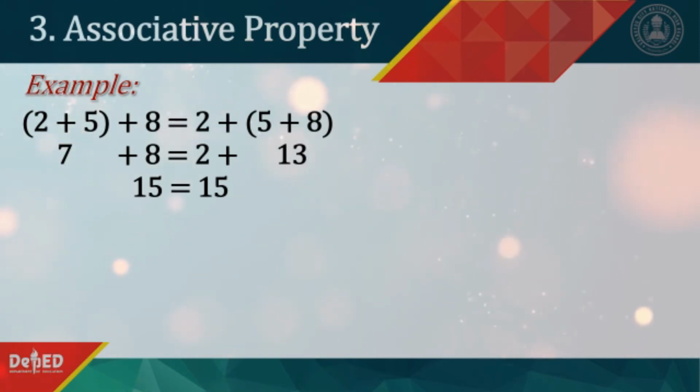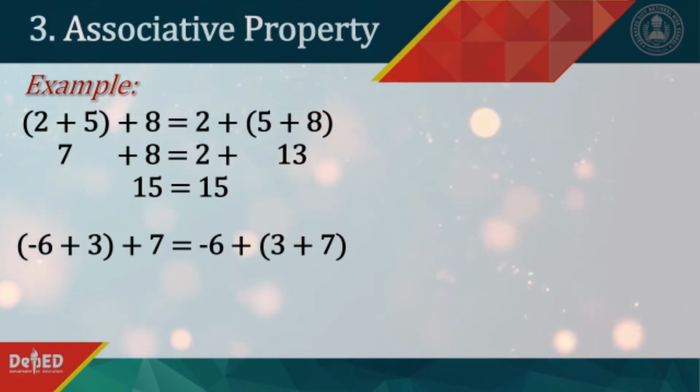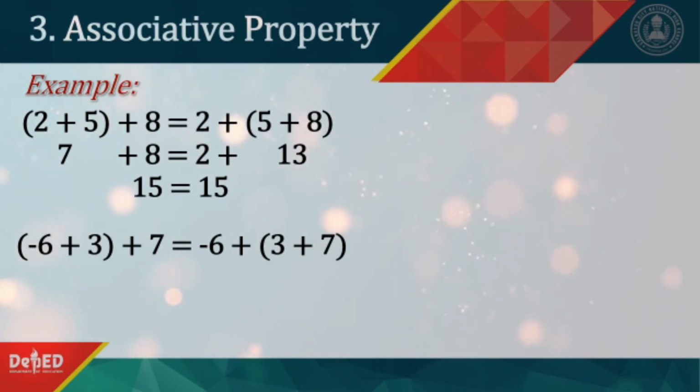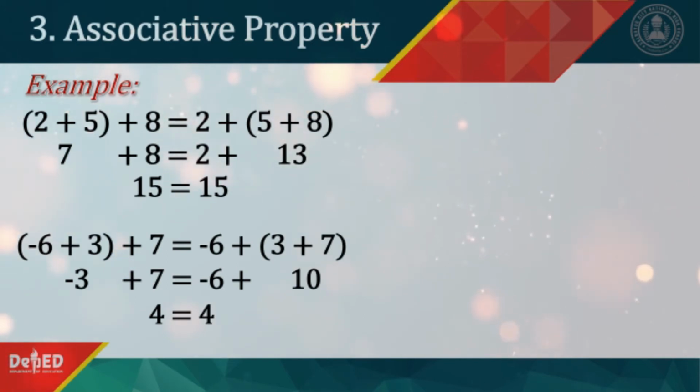Another example is the quantity of negative 6 plus 3 plus 7 is equal to negative 6 plus the quantity of 3 plus 7. Again, let's calculate first those that are inside the parentheses. So therefore, we come up with negative 3 plus 7 is equal to negative 6 plus 10, which is true because negative 3 plus 7 is equal to 4, and negative 6 plus 10 is also equal to 4. So both sides of the equation are equal.